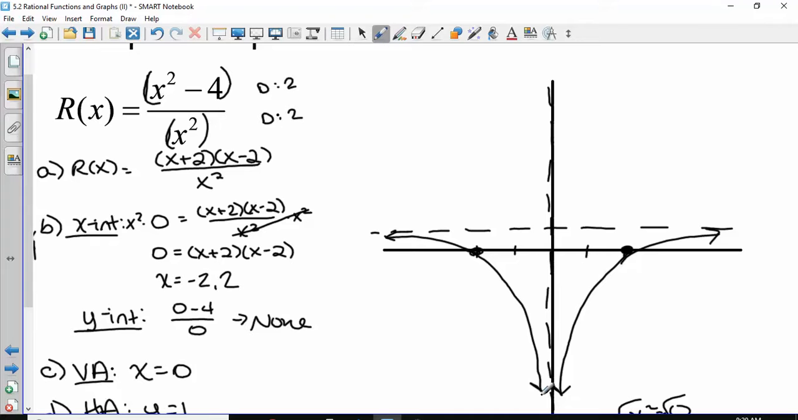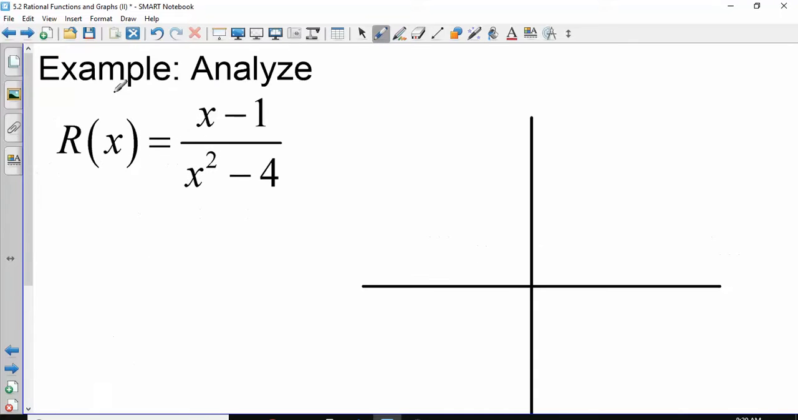Questions on that one? Oblique happens when the degree on the top is one bigger. So horizontal, those were the rules from Friday. If the degree on top is smaller or the same, we get a horizontal. I want you guys to try one. Get as far as you can. So do the steps: factor, intercepts, asymptotes, all of that.